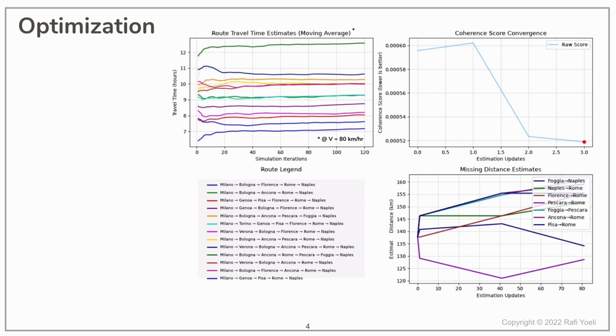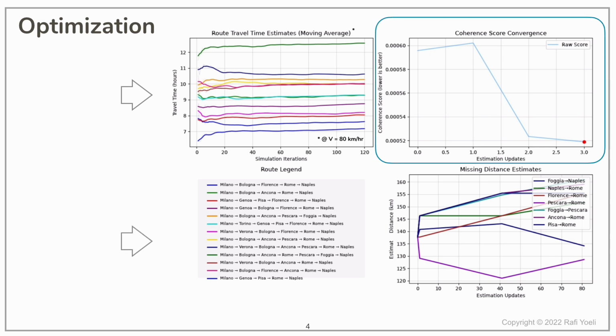The image shows a screenshot of the output console, taken shortly after the run has started, with some 100 iterations already behind us. On the left, we see graphs of our route travel time estimates, as the algorithm runs through its iterations. Each colored line represents a different possible route from Milan to Naples. A legend is shown below the graphs. The upper right window shows the development of the coherence score. As the algorithm progresses, this score decreases, indicating that our distance estimates are becoming more consistent across all routes.